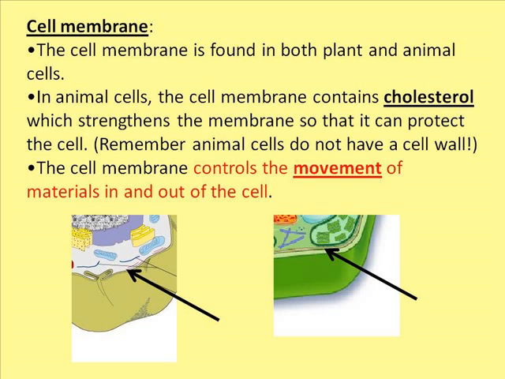It controls what is allowed to move into and out of the cell. So if you think of a dance club that you might have seen on TV, there's always that bouncer standing at the door, and your name has to be on the list before they let you in. This cell membrane is that bouncer at the door. If you're not on its list, you can't get in the door of the cell.